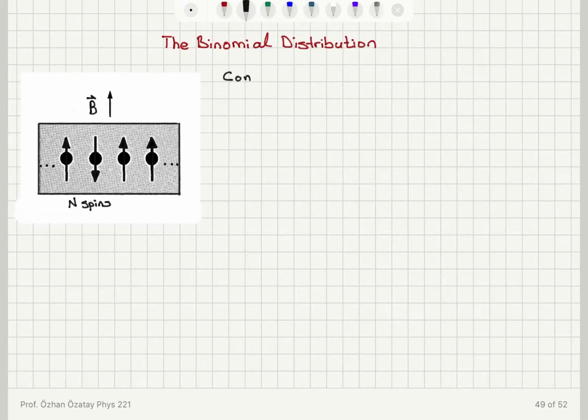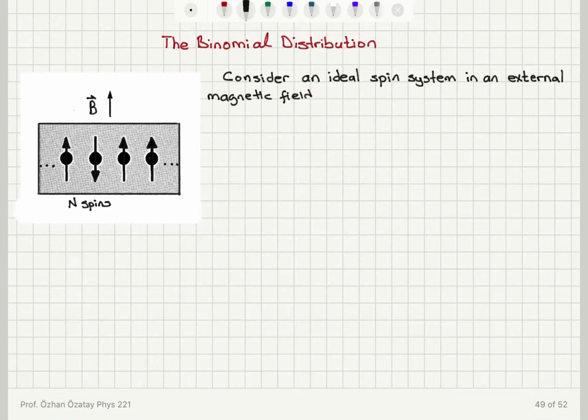Consider an ideal spin system, so there is no interaction between the spins. An ideal spin system in an external magnetic field B, and it's at equilibrium.